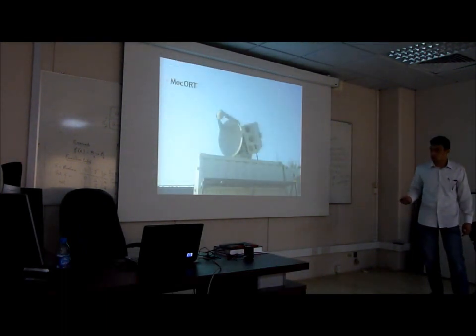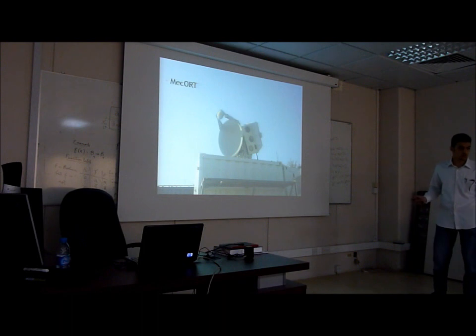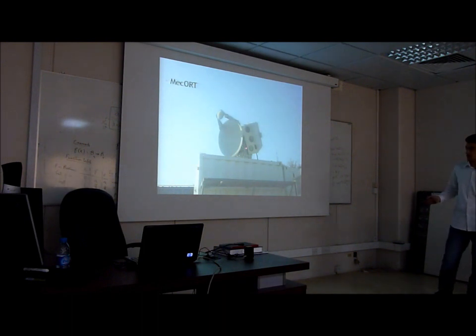This is a picture of a mid-orbit radar, which is the radar I worked with in CSIR. As you can see, this is the transmitting and receiving antenna. And in this room, there are many processors, computers, and monitors for about 5 persons to work on, which is the whole composition of the radar system.